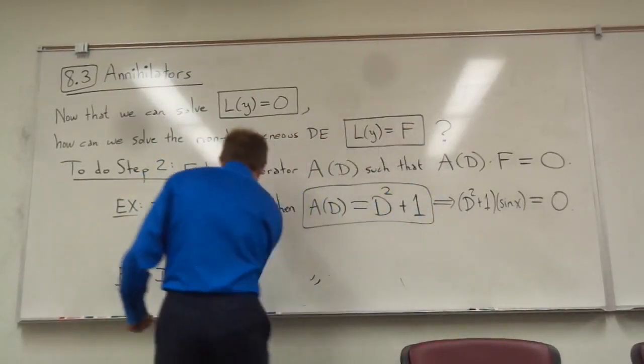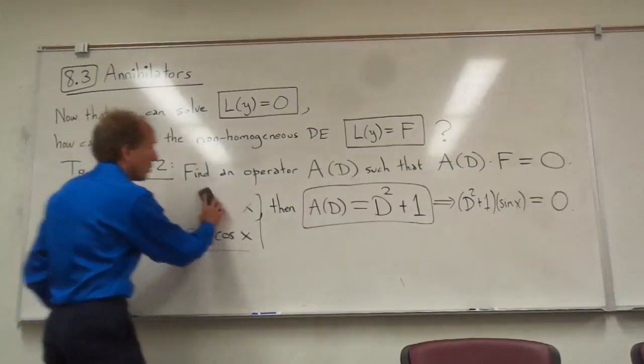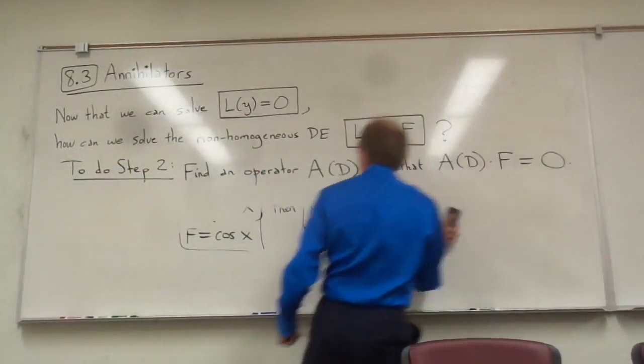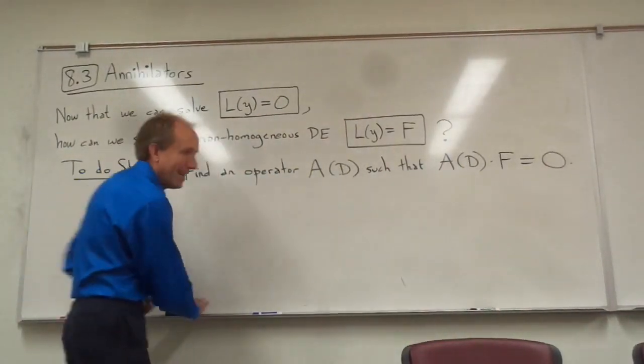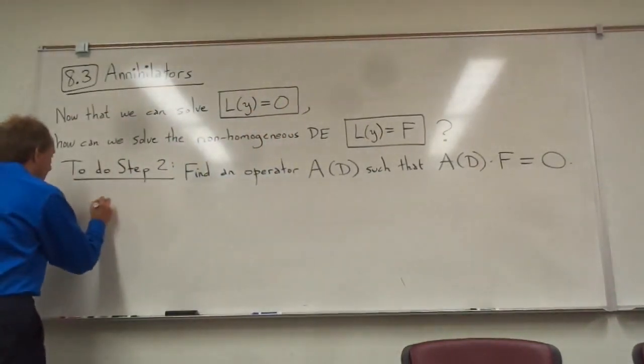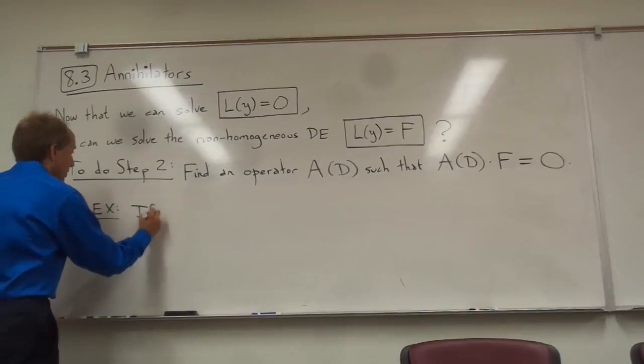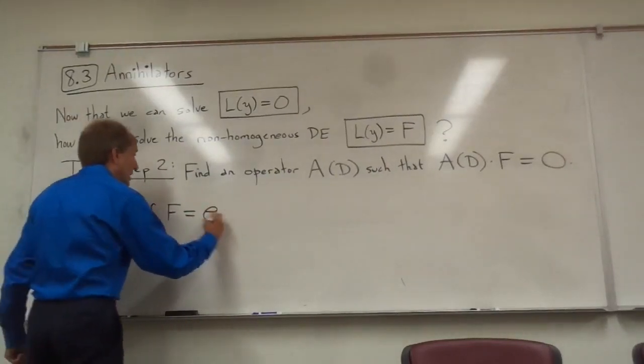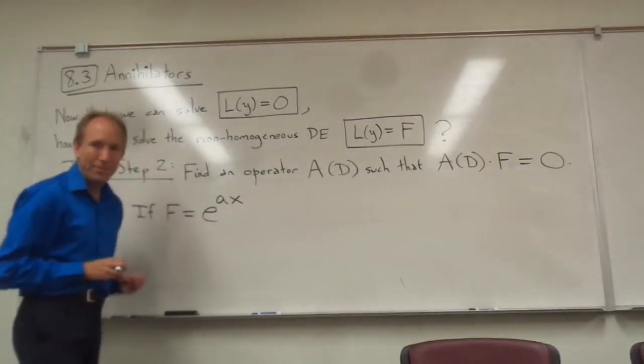Okay, let's do another one. Hopefully you're getting the hang of it. We're looking for annihilators, that is, combinations of derivatives that kill the function that we're looking at. Here's another one that's very important. Suppose that my function f is e to the ax.